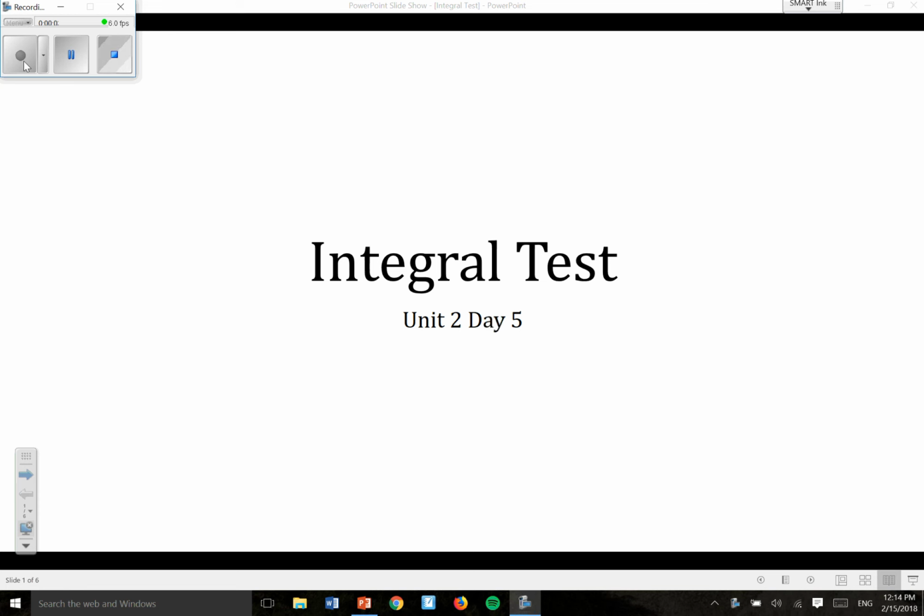Today we're going to talk about our fifth test for determining the convergence or divergence of series, and that is the integral test. I'll start by telling you exactly what it says.